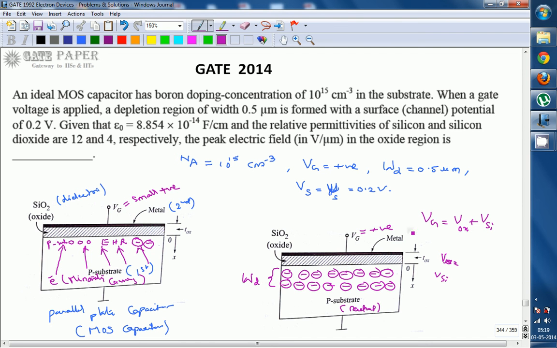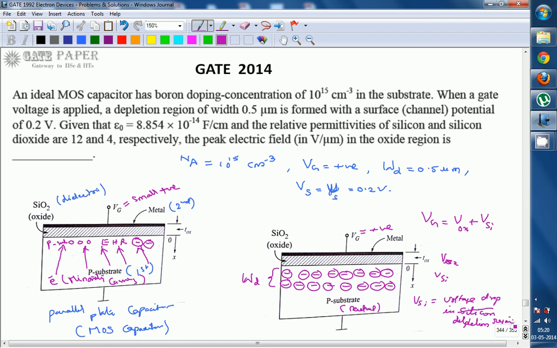V silicon is the voltage drop in the silicon region. The silicon consists of the depletion region and the p-type substrate region, but the p-type substrate region is neutral. So instead of silicon we can write depletion region, or depletion layer. I am writing depletion region.